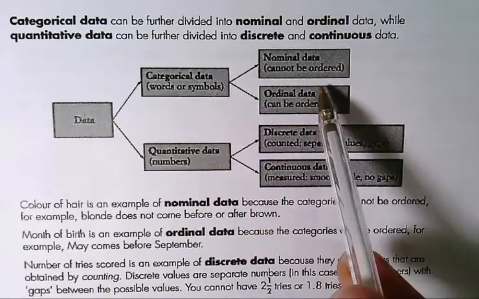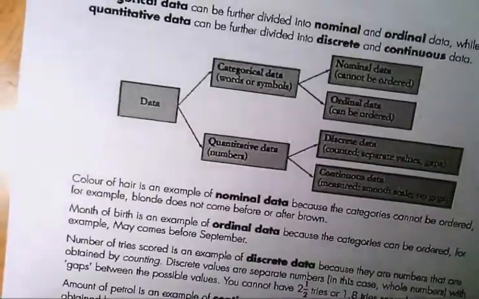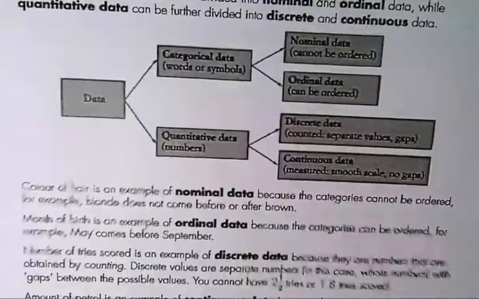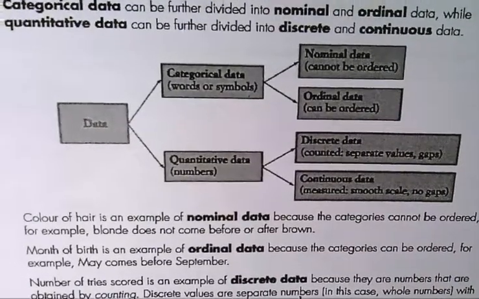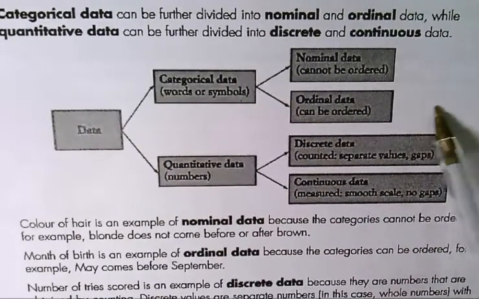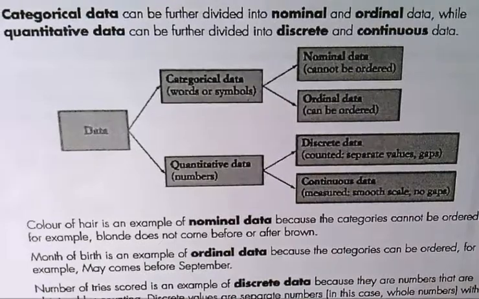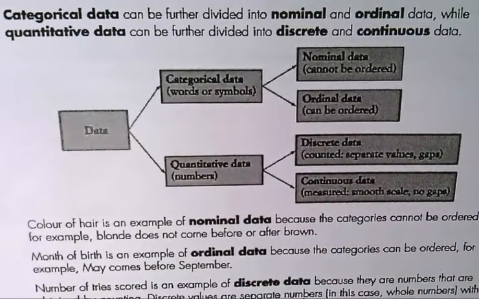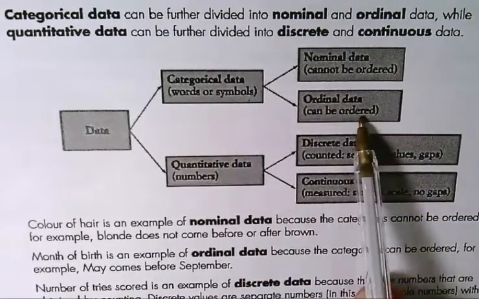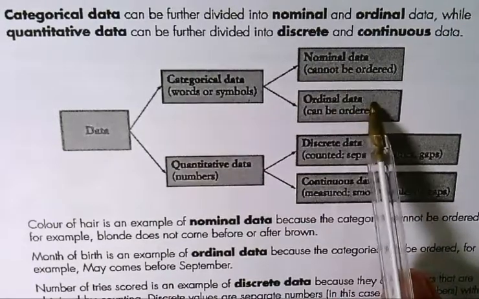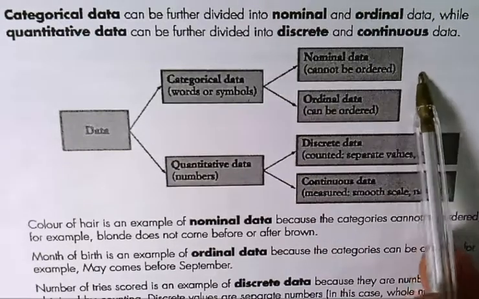Now, ordinal sounds like ordered. Ordinal sounds like you order. So ordinal data can be ordered. You can put it in order. An example of ordinal data, something that you can put in order, might be the months of the year. They're words. I might say, when were you born? You might say March, someone else might say September, but we know that March comes before September. So that categorical data can be ordered. When the categorical data can't be ordered, it's called nominal data.